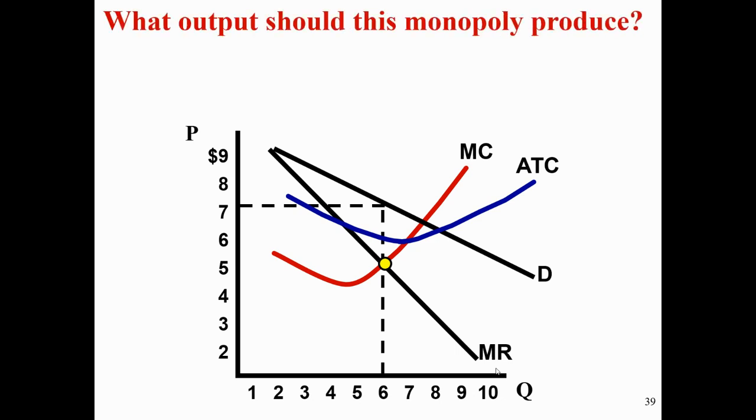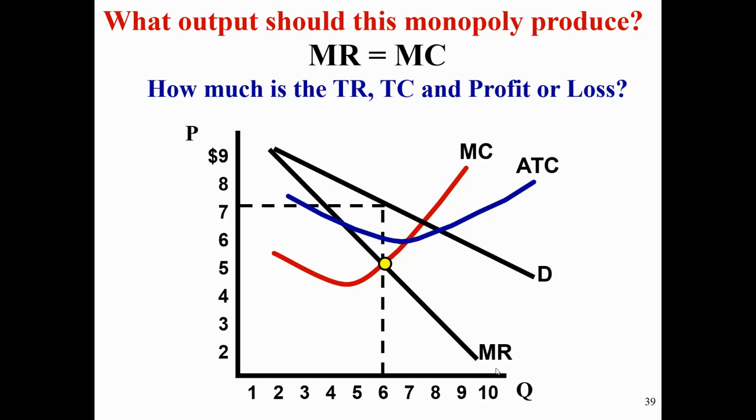This is our graph. Oh my God, the graph of your life. Yes. What output should this monopoly produce if you think about this? Remember, marginal cost equals marginal revenue is where I should be producing, which means it needs to produce 6 in this situation. Now, how much is the total revenue, the total cost, and profit or loss of this company? Stop, think, draw, calculate, and then play again.